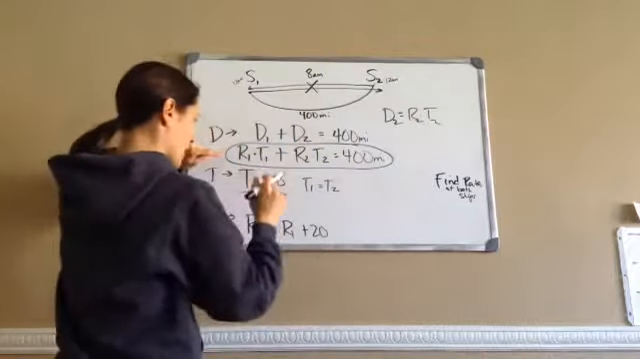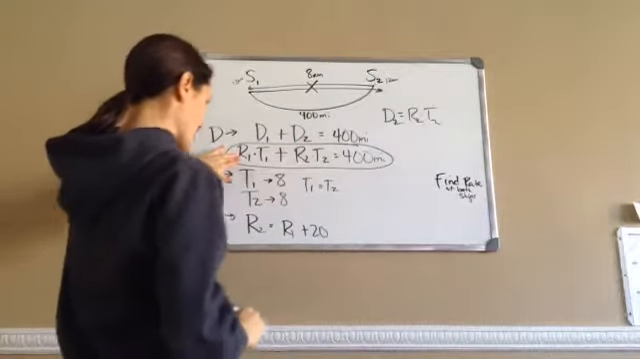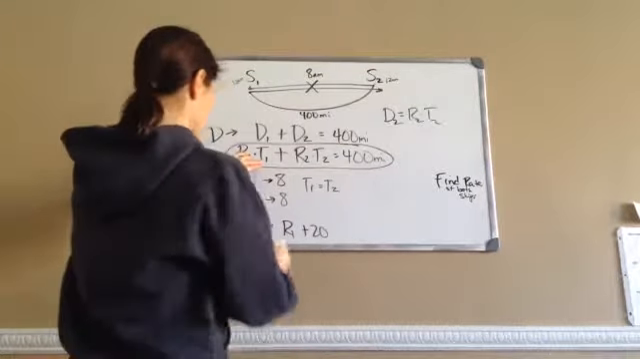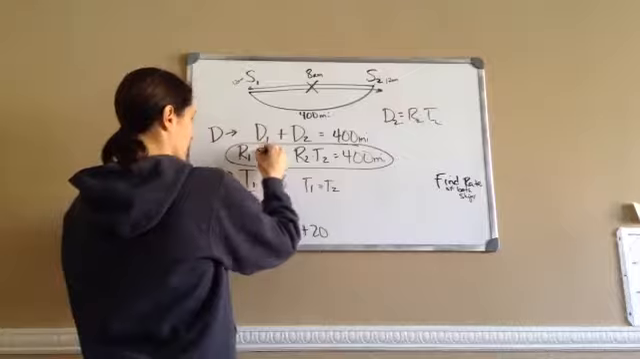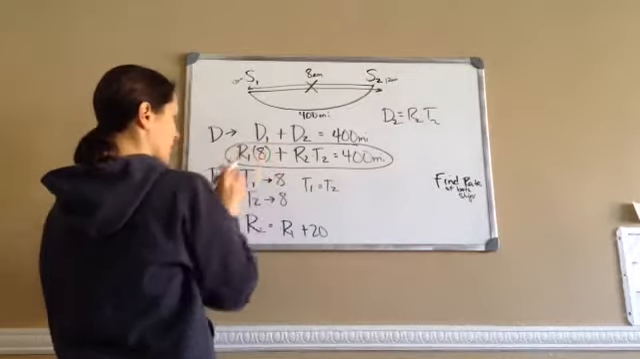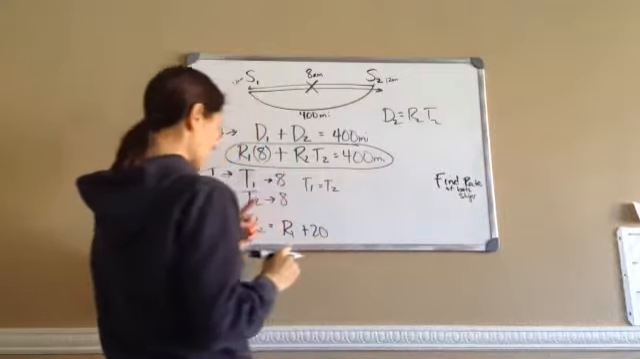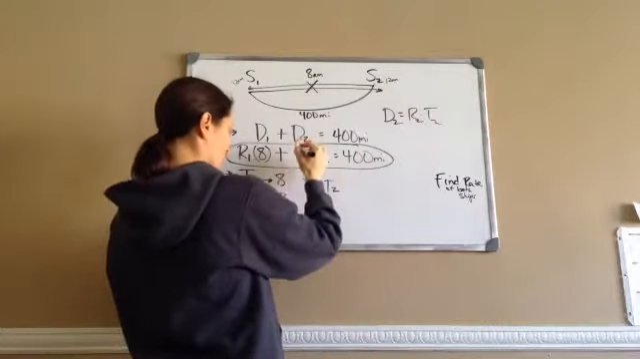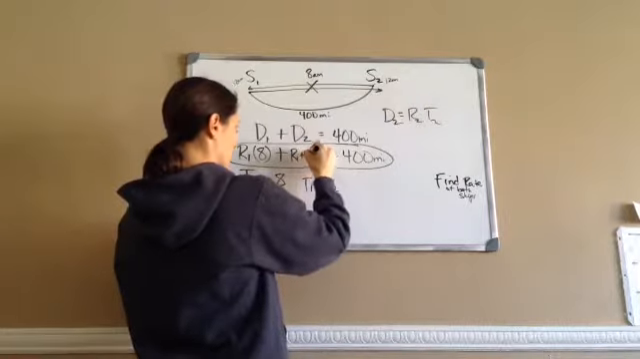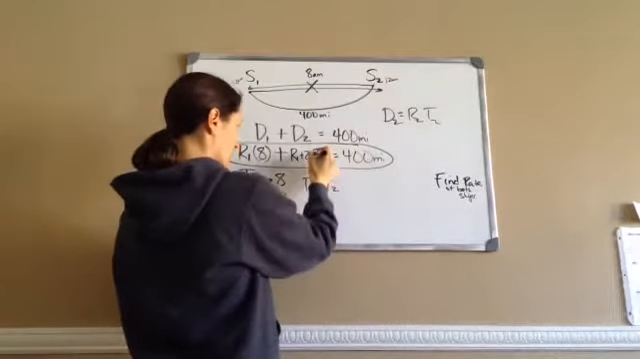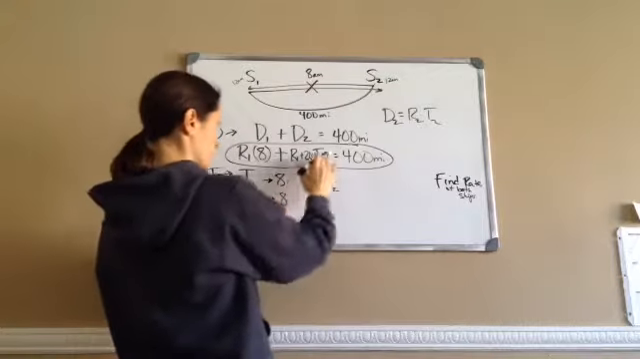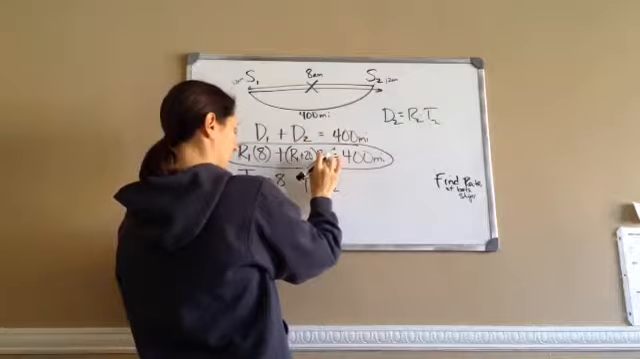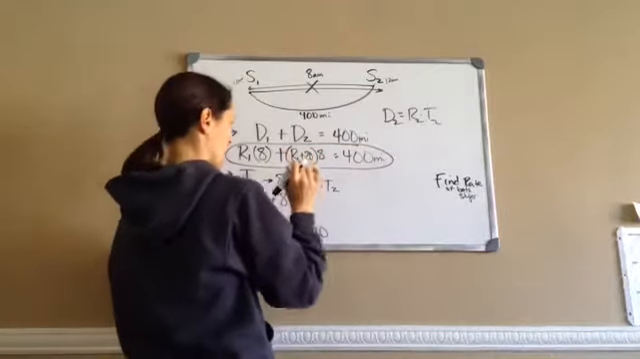Do we know what R1 is? No. Do we know what T1 is? Yes, 8. Let's times it. Okay, do we know what R2 is? Yeah. R2 is R1 plus 20, and then it says times T2. Do we know what T2 is? Yes, 8. I'm going to put this in parentheses because the 8 is supposed to be multiplied by all of this. Okay, and equals 400 miles.